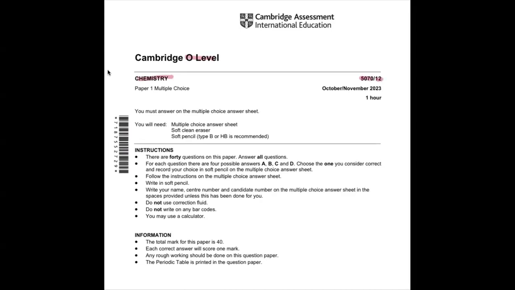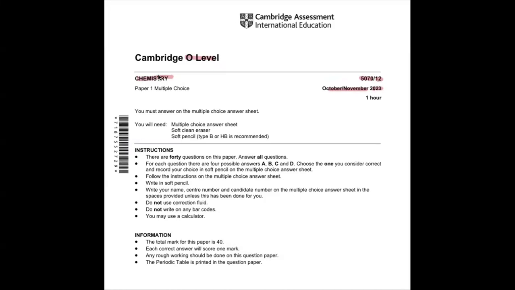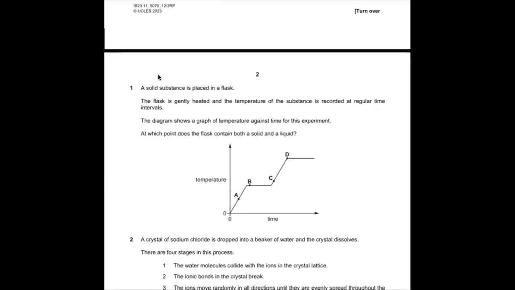It's paper 1 variant 2, October November 2023. Okay, let's start with the first question.